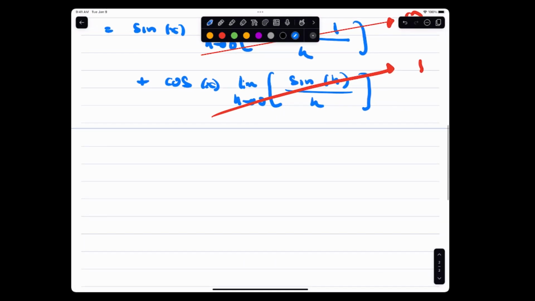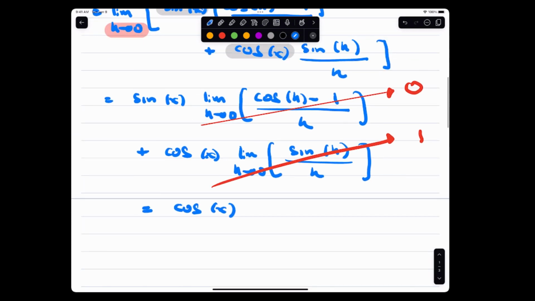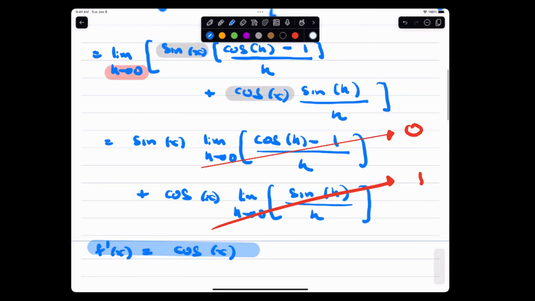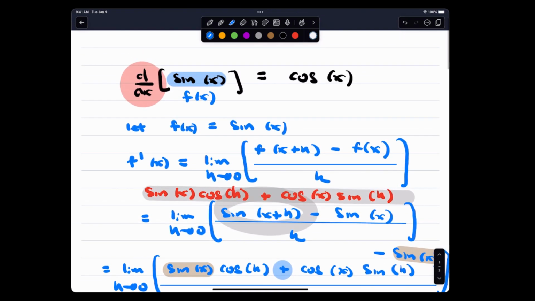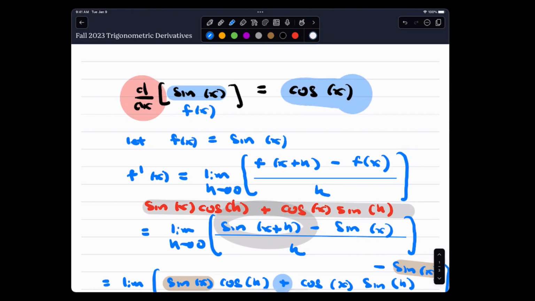So guess what, ladies and gentlemen? That just means this equals what? Cosine. That's the definition of our derivative. Okay, so there's your f prime x. Derivative of sine is what? Sure enough, it's cosine.